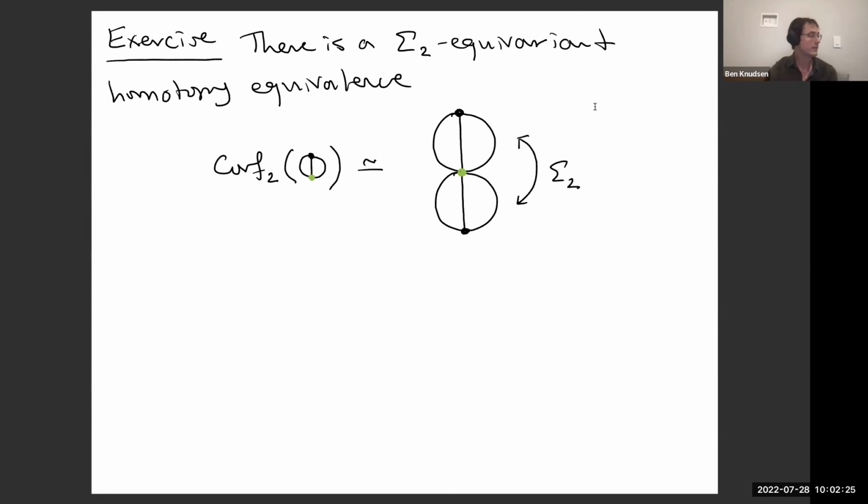Sorry, the Sigma 2 equivariant. Is the action just a trivial action, or what? No, the action, so remember, this is the ordered configuration space. So there are two particles, and the Sigma 2 action is just interchanging those 2 particles. You're always doing pure here. Yes, that's right. Okay, got it. Thank you for that question.